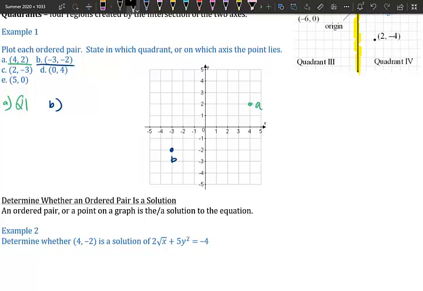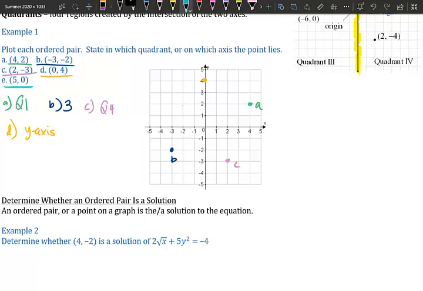So that's B and A. And that is quadrant 1, 2, 3. So remember, counterclockwise. So that's in quadrant 3. C, so we go right 2, down 3. That's quadrant 4. Now we have D, which is 0, 4. So I'm not going left and right at all because x is 0. So I'm only going to go up 4. Now that's not in a quadrant. It's on an axis. So that is on the y-axis.